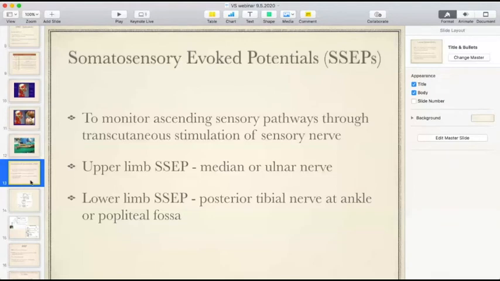Coming to somatosensory evoked potentials, they are used to monitor ascending sensory pathways through transcutaneous stimulation of the sensory nerve. A needle electrode stimulates the sensory nerve transcutaneously, and then you record responses from the scalp, which indicates the intactness, or the progression of the potentials through the various sensory pathways. Usually for the upper limb SSEP, median or ulnar nerves are used, and for lower limb SSEPs, the posterior tibial nerve at the ankle or popliteal fossa is used.